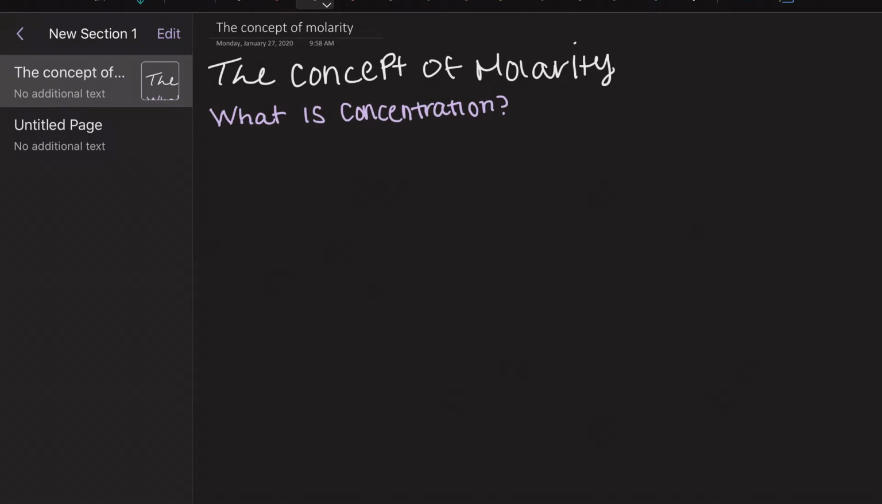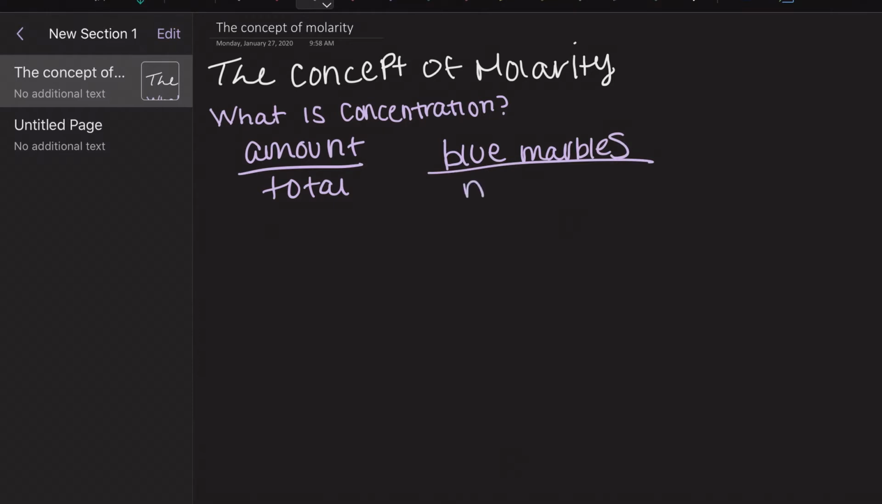Concentration's technical definition is the abundance of a constituent divided by the volume of a mixture. So we'll say amount over total. And this could be anything. Let's say we're looking for the concentration of blue marbles in a bag. So we'll put blue marbles over all marbles. And that is the concentration of blue marbles in that bag of marbles.